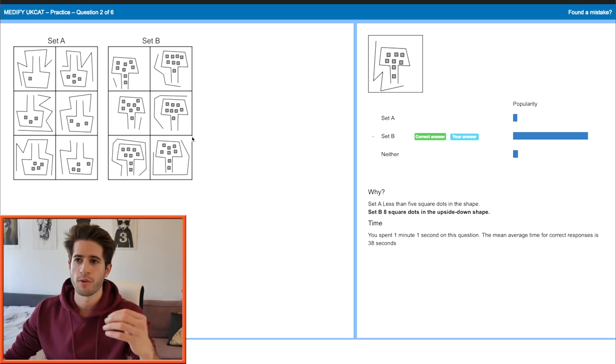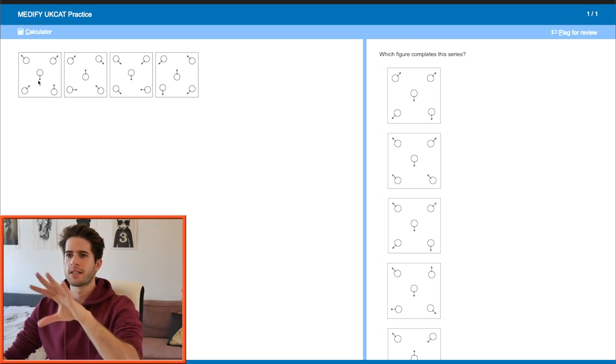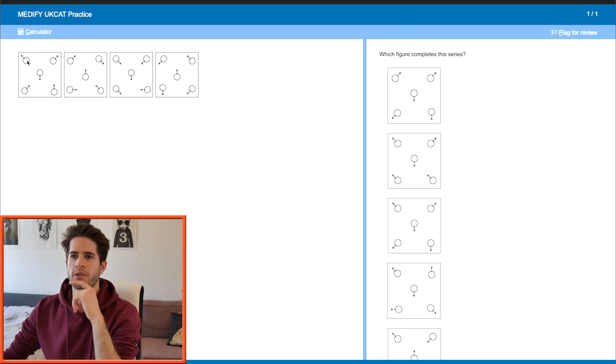You'll probably end up scoring 4 out of 5 or 5 out of 5. Which figure completes the series? This should be easy. So there's always 5 in this dice-like thing. Let's go one shape at a time and see what's going on.